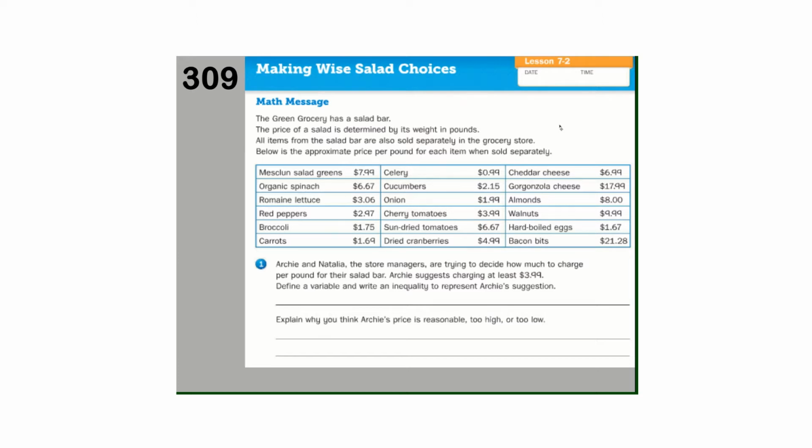So number 1, the store managers are trying to decide how much to charge per pound for the salad bar. Archie suggests charging at least $3.99. So define a variable and write an inequality to represent what he is suggesting. And then, do you think his price is reasonable, too high, or too low? Pause the video and go ahead and fill that in.